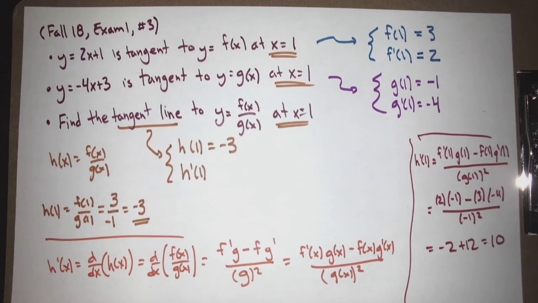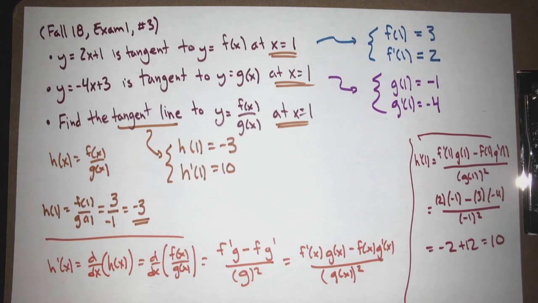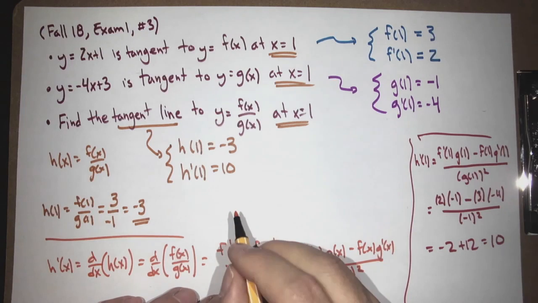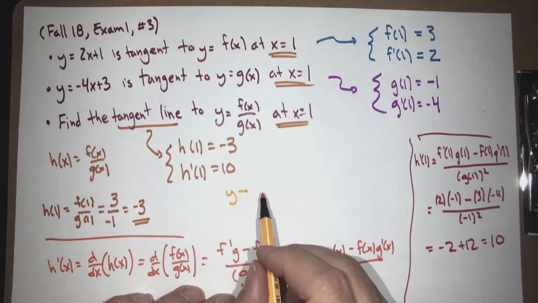So, h prime of 1 is 10. Are we done? No. It's not, because there's space left on the page. What did the problem ask us to find? Tangent line. So we're not done until we've given them a tangent line. So, what's the tangent line? Well, y minus what?